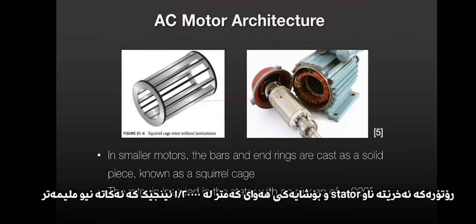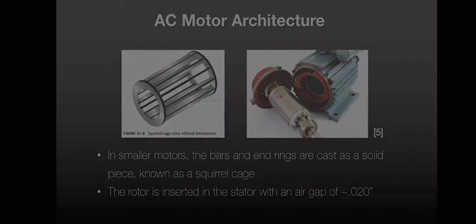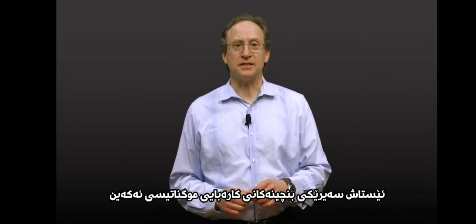The rotor is inserted in the stator with an air gap of roughly 20,000ths of an inch, which is half a millimeter. Any more of an air gap will significantly reduce the ability of the stator to induce current flow in the rotor. Let's go over some basic electromagnetic principles.